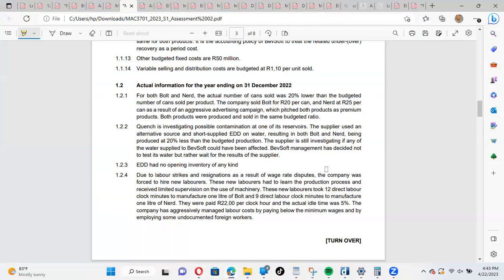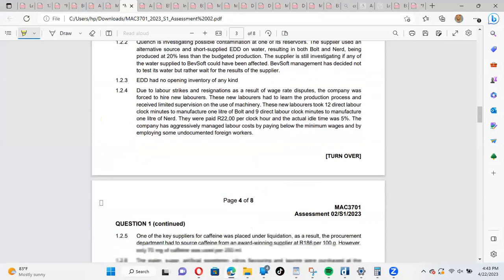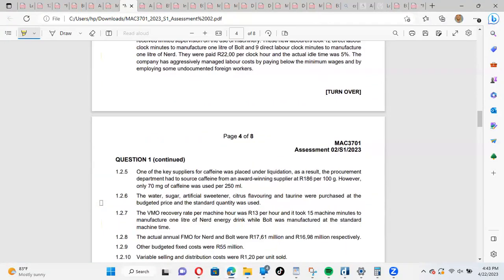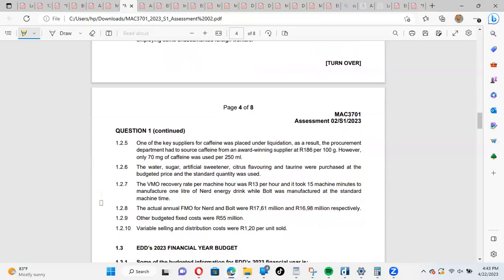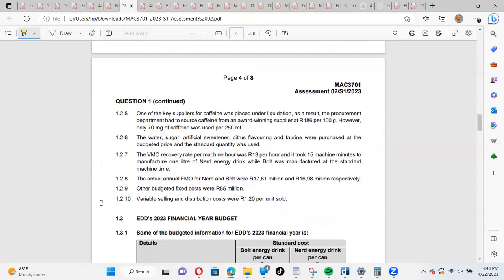And being produced 20% less. All right, let's see the aggressive advertising. Let's just go down and see. 22 clock hours. One of the key suppliers of caffeine was placed under liquidation, and the results sourced caffeine from an award-winning supplier. Okay, nothing there was the same.